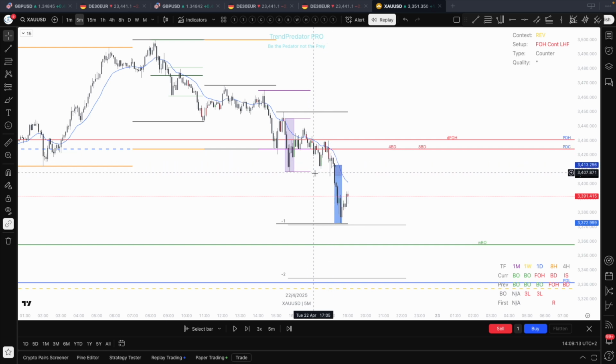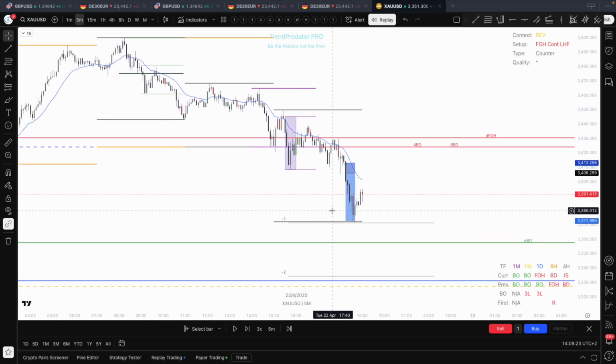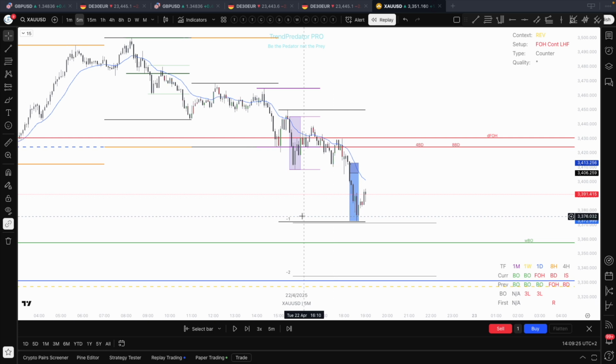I typically go for the continuation after the open box breaks down and then take the one full expansion, and that's the target, and you see how nicely this is respected. So this could be a very nice 3 days of longs continuation trade.